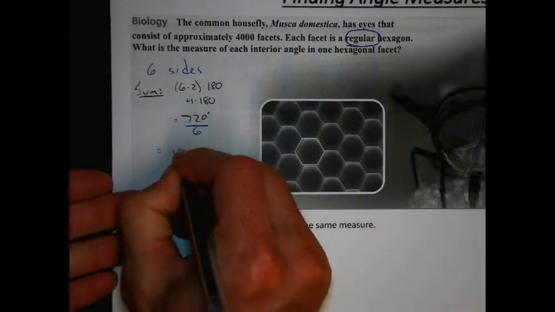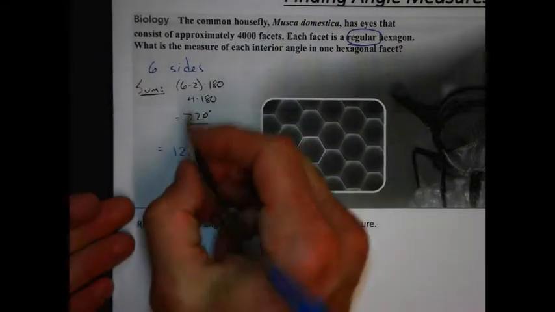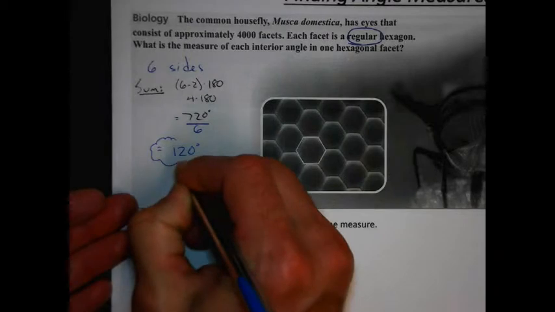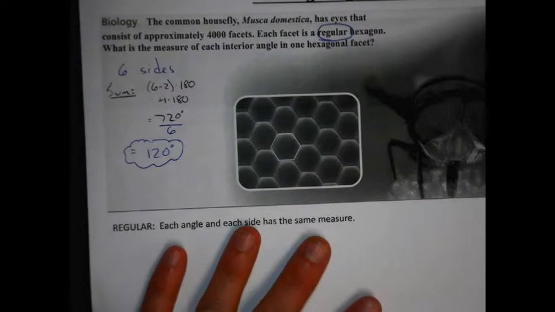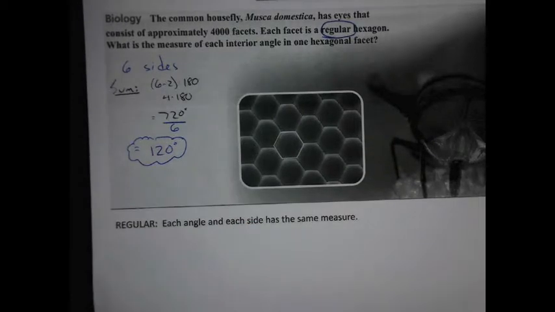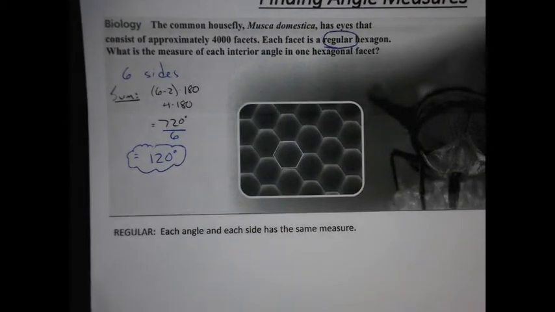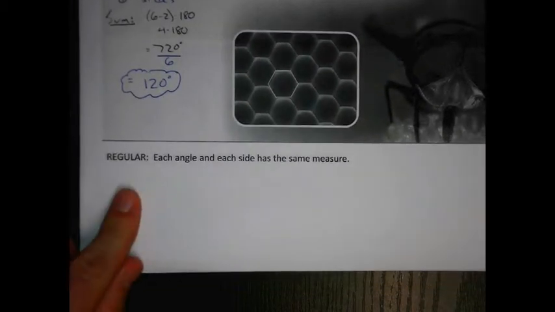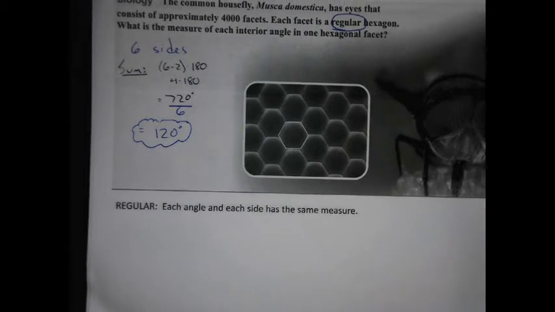So the measure of each interior angle in one hexagonal facet is 120 degrees. Okay, so that's how that question works. We're just using those notes. That might seem confusing at first, but when you get practice, or if you do the activity in my classroom, it should make a whole lot more sense. But more importantly, you got to know your vocab. Please remember what regular means. Each angle on each side has the same measure. Okay, so that's how that works.